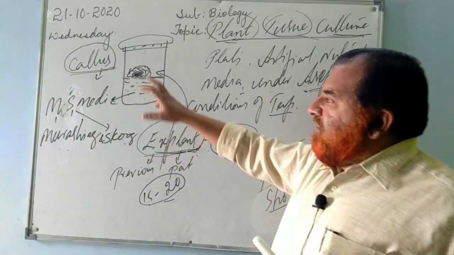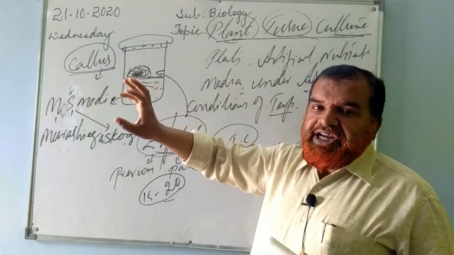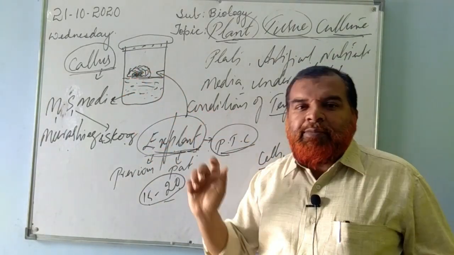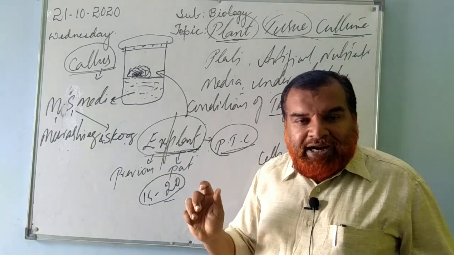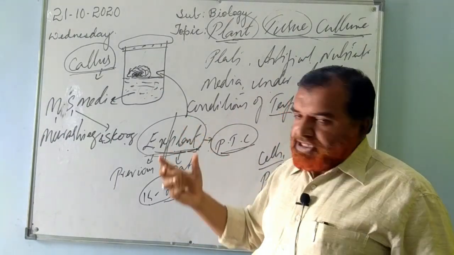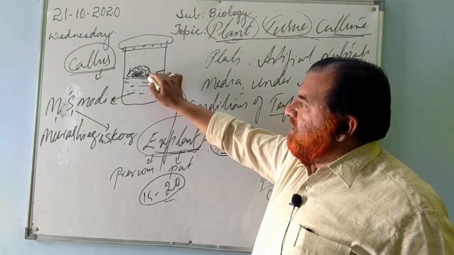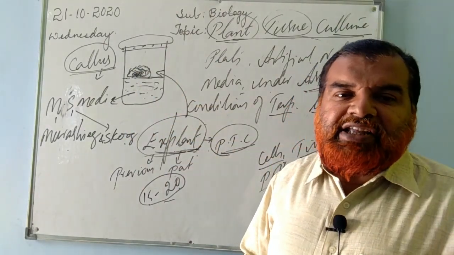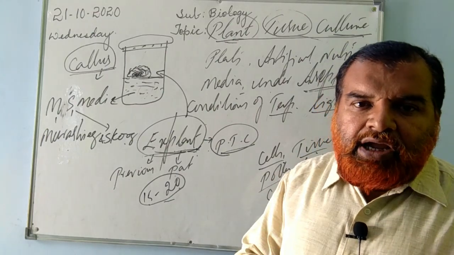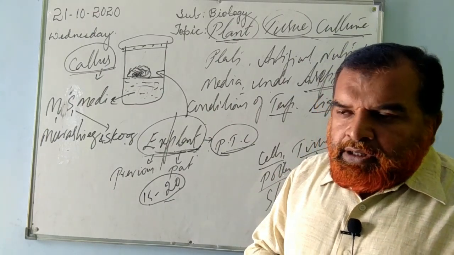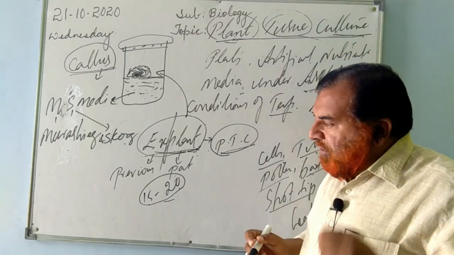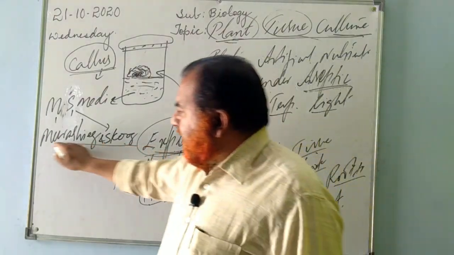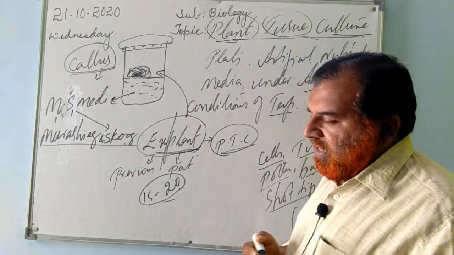Now, what is callus? The mass of undifferentiated cells obtained from an explant in plant tissue culture is what is known as callus. So it is undifferentiated. After this, it has to be transferred to many other media, such as shoot induction media or root induction media. Fine. All those things. Right. Now in today's topic, we have discussed media, Murashige and Skoog. I will revise now.